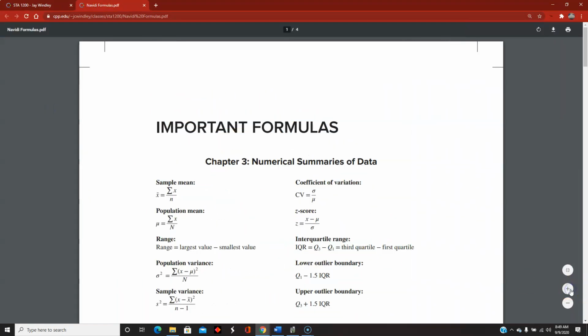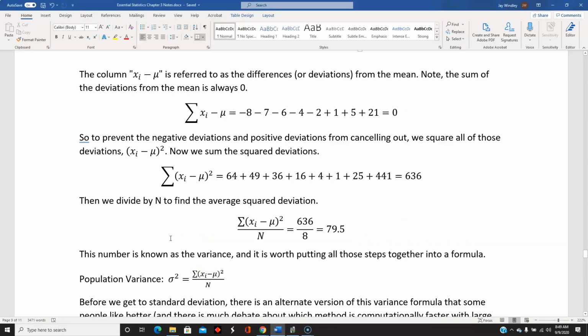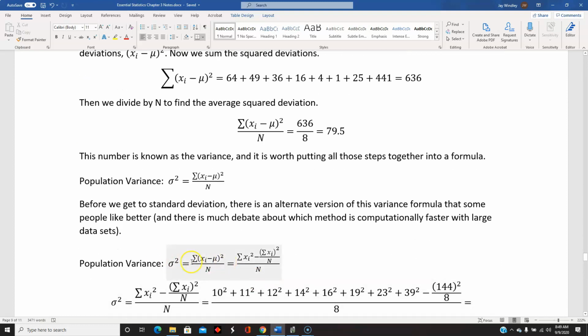So here's your formula sheet for chapter 3, and the formula I just hit you with, that's the formula right here for the population variance. So that's on the formula sheet. But a lot of textbooks show a slightly different formula, which is kind of interesting because it comes up with the same answer. So instead of the sum of the squared deviations divided by n, another formula that gives the exact same result is this: sum of the x squareds minus the sum of the x's squared.